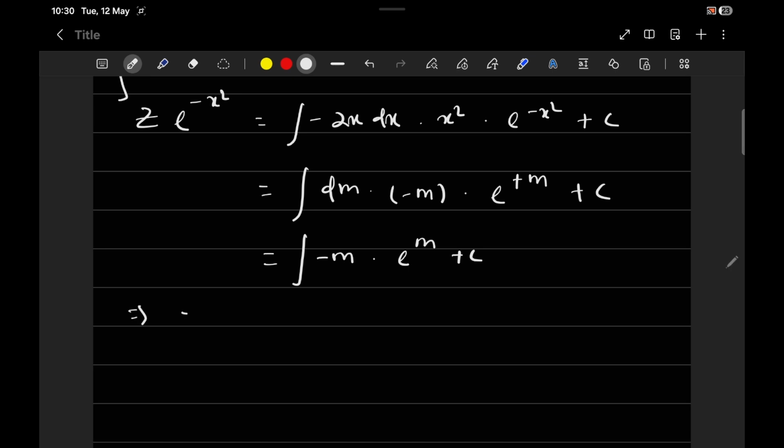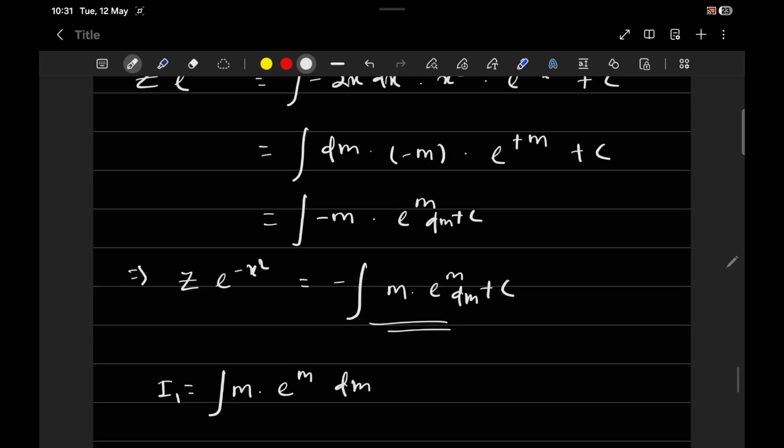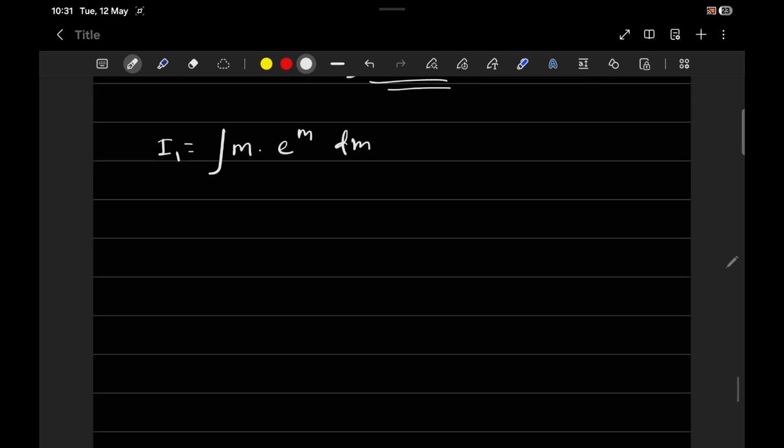Now z into e to the power minus x square is equal to the integration of minus m into e to the power m dm, plus c. We can solve this integration by parts. So let's take I1 is equal to m into e to the power m, and its integration with dm. Oh, I forgot this dm. So this will become m into e to the power m minus the integration of dm by dm of m times the integration of e to the power m dm.